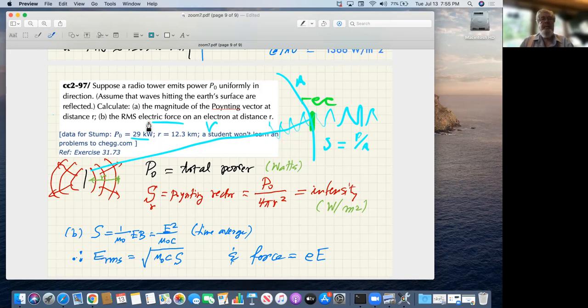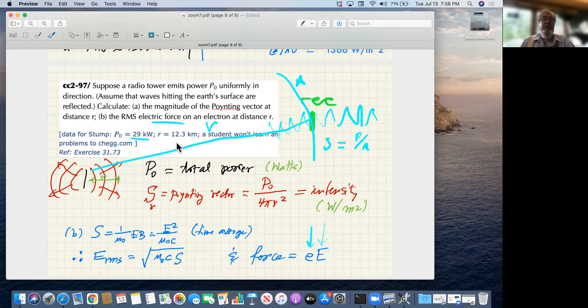And then what the question asks is, what's the force? How big is the force? And that's the electric charge of the particle, namely the electron, times the electric field, because that's the electric force. It's charge times field in the case of the electric field.